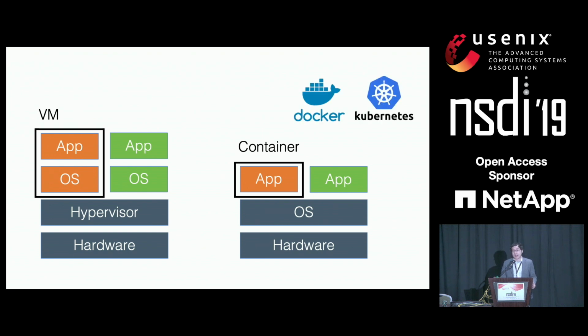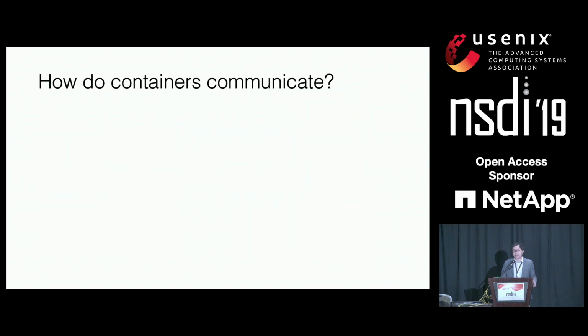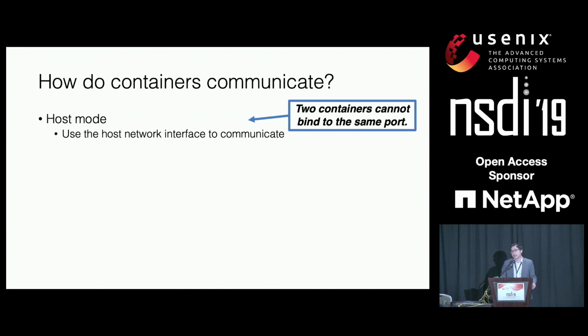In fact, there is an entire ecosystem in the industry focusing on how to control containers and how to deploy applications using containers. Because this is NSDI, we would like to ask a question: how do containers communicate? Here, there are several options. First, containers can use their host network interface to communicate. All the containers on the same host will share the IP address of their host operating system. However, this will create a lot of management troubles. For example, if you want to deploy two web servers on the same server hardware using containers, they cannot bind to the same port.